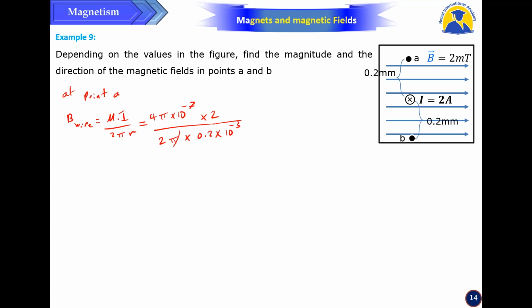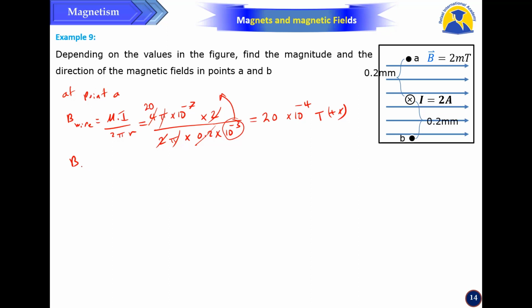Okay. Pi with pi cancel. 2 with 2 cancel. 0.2 with 4 cancel. This one we will have 2, and because of point we will have 20. And 10 power minus 3, we move it up, so it becomes positive 3. So the answer will be 20 multiplied by 10 power minus 4. The unit is Tesla. The direction is positive x.